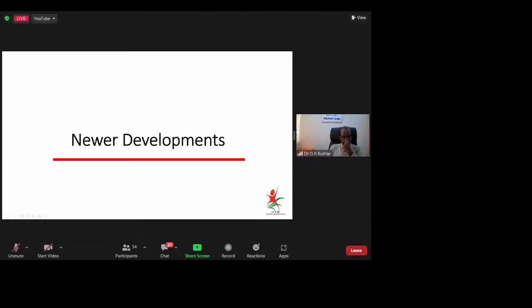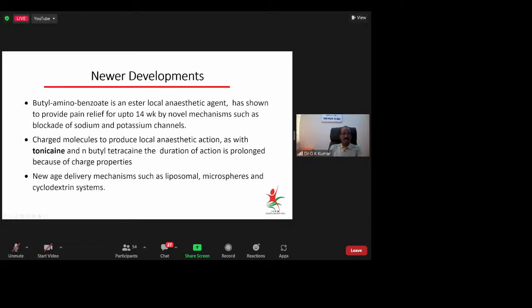So what are the newer developments we are having? Butyl aminobenzoate, an ester, which has a longer duration of local anesthetic action, and tetrodotoxin, the prolonged-duration ester. So a single nerve block may take care of the complete post-operative period. If you want to give any perineural block, you can think of these drugs; the patient will have pain relief for 3 to 4 days, even for longer durations beyond our expectation.